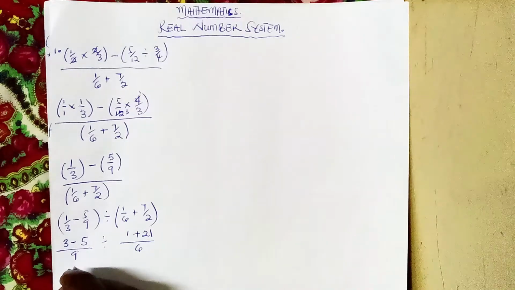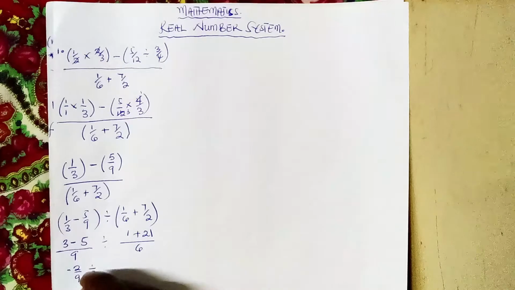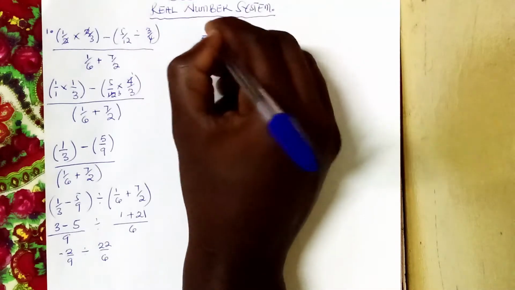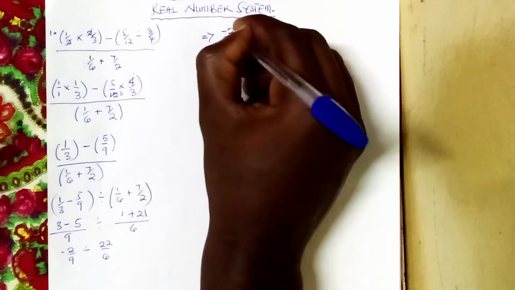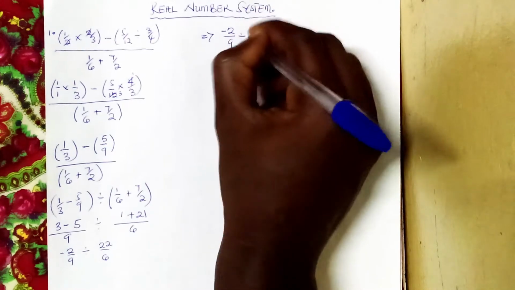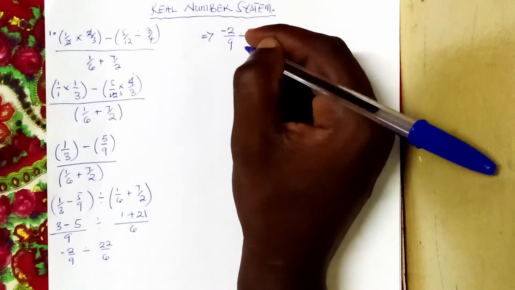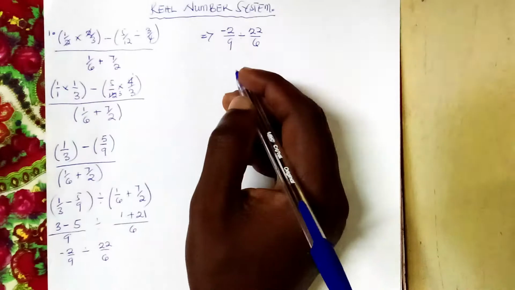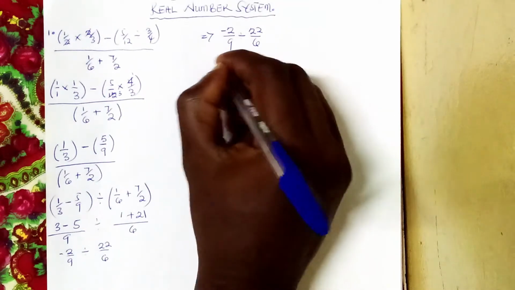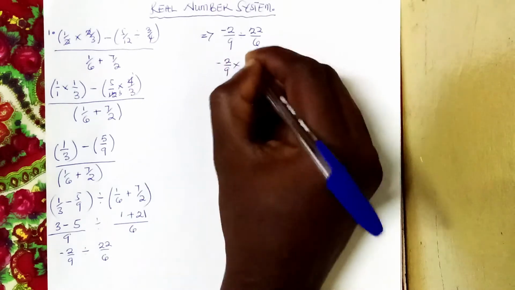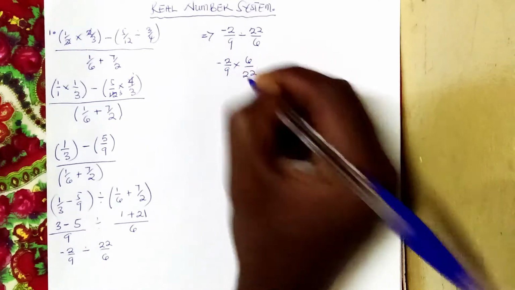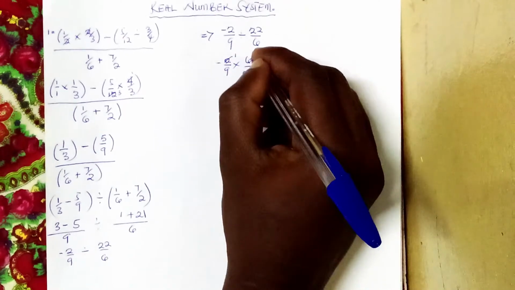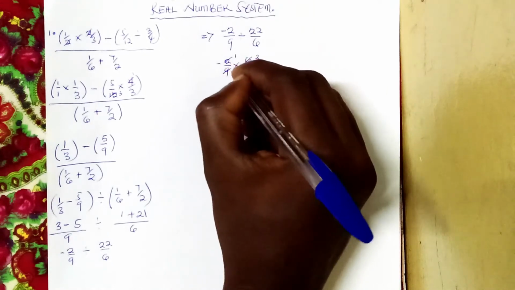We have minus 2/9 divided by 22/6. With this, we have to change the division sign to multiplication. Therefore, we reciprocate the one on the right-hand side. Reciprocating it, we have minus 2/9 times 6/22, where we can cancel. We have 2 into itself 1, and into 22, 11. We have 3 into 6, 2, and into 9, 3.